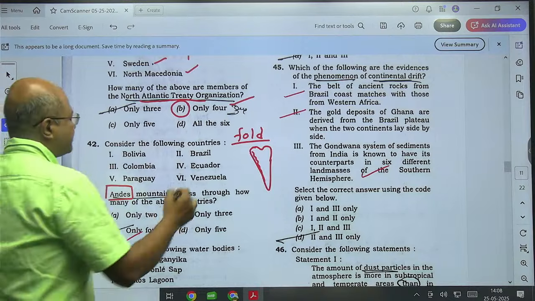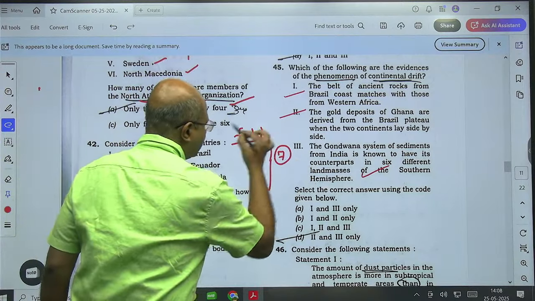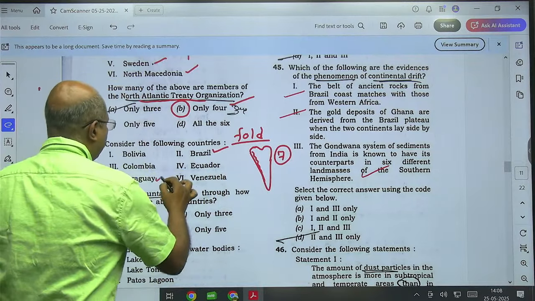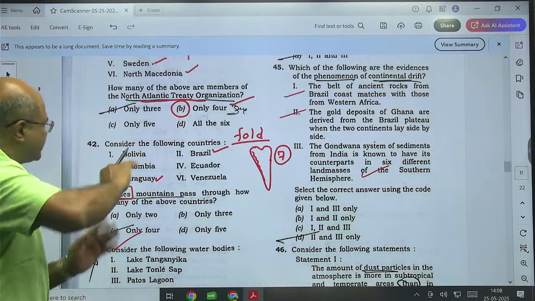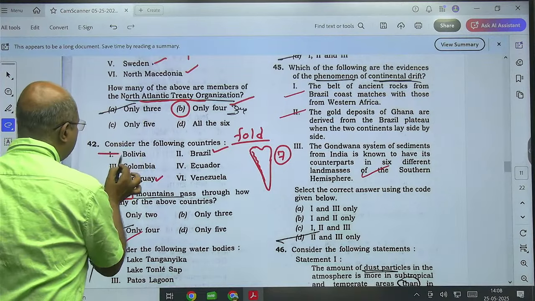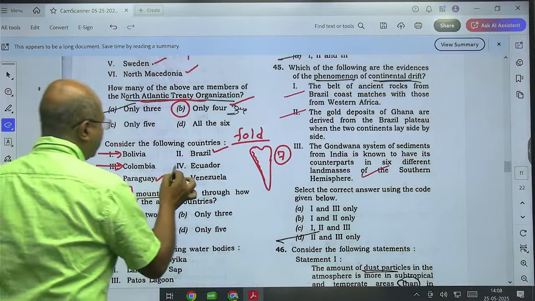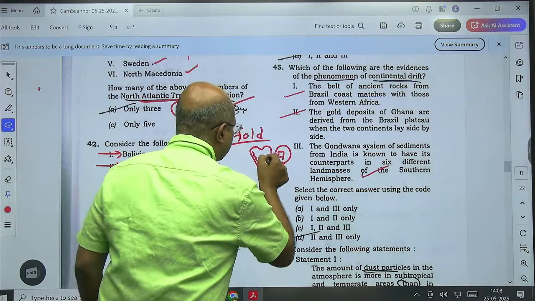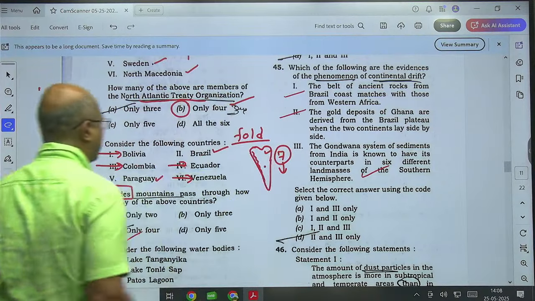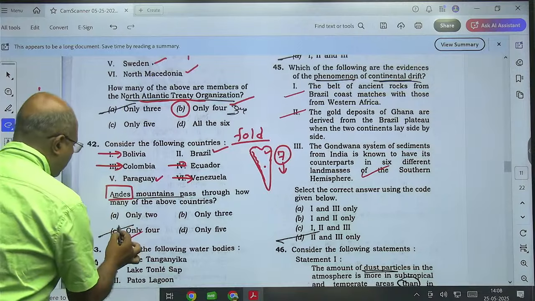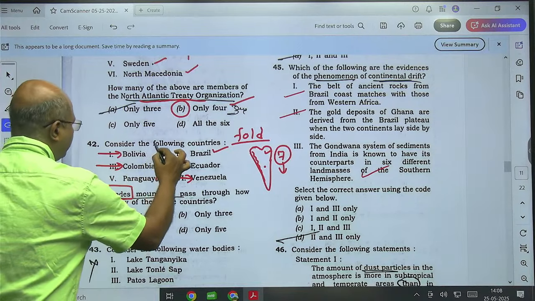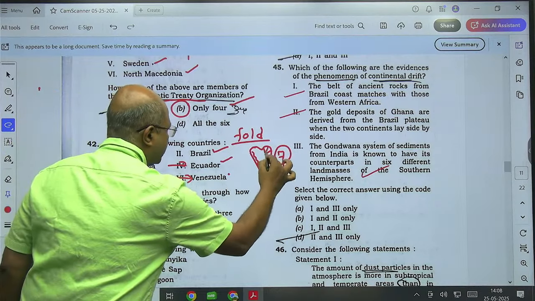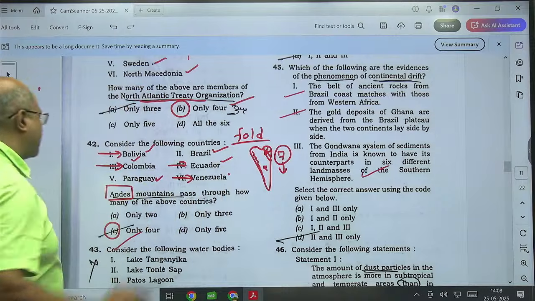And this Andes is spread in 7 countries. And the eastern countries, that is Brazil as well as Paraguay, are absent in that. They are the eastern ones. So hence it is found in Bolivia, Colombia, Ecuador, and Venezuela. So remember, 7 countries are there, but Brazil and Paraguay are not part of that. So hence it is only 4 countries in the question: Bolivia, Colombia, Ecuador, and Venezuela. Brazil is not a part, and Paraguay is not a part of that.